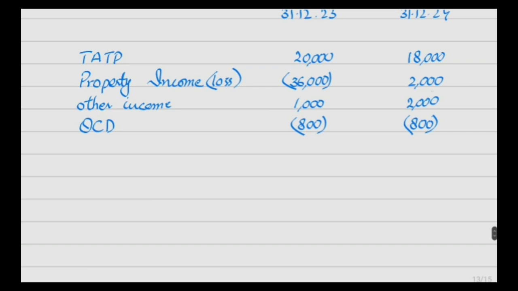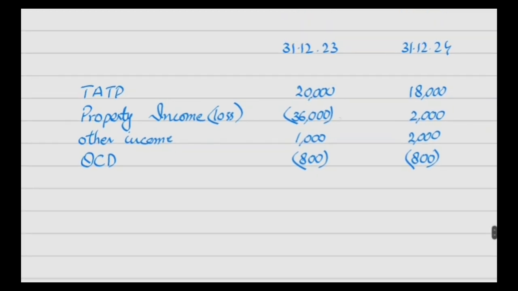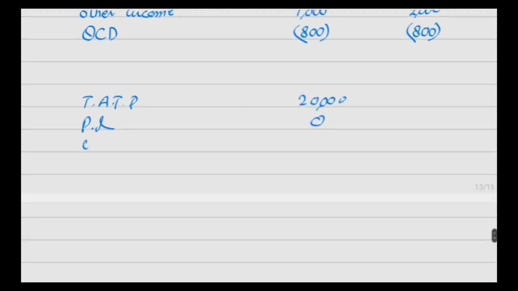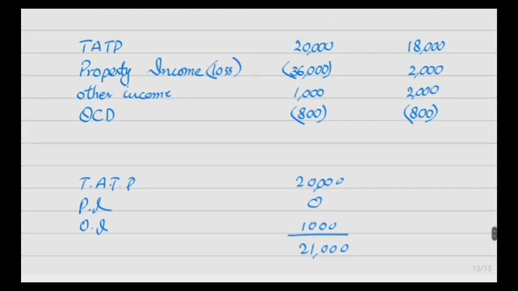So in this question we have been given a property income loss of 36,000. So ये 36,000 का जो आपका लॉस है और इस साल की इनकम आपकी है 20 + 1 21,000. We'll do it completely. Tax adjusted trading profit is 20,000. Property income is 0, other income is 1,000. So you have 21,000 of income available, total income.